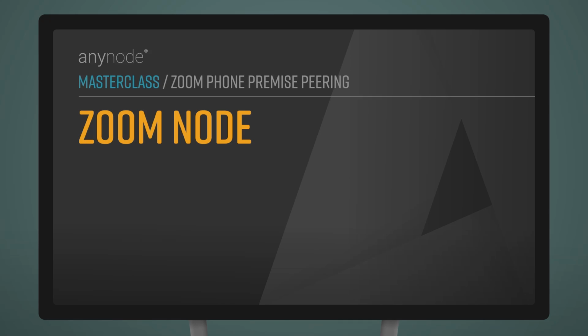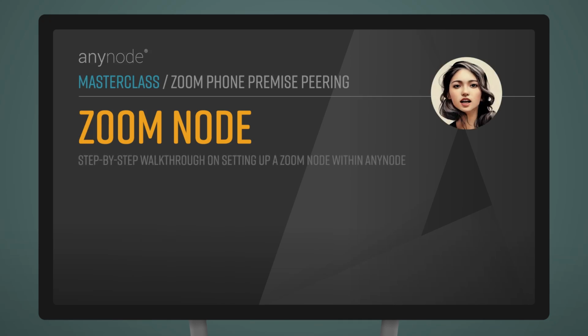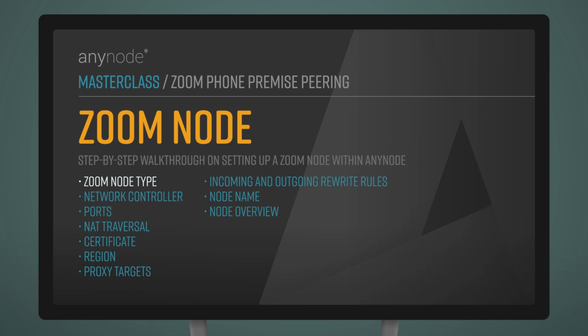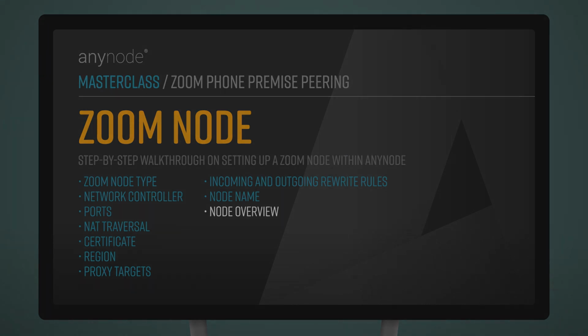Zoom node. This chapter is a step-by-step walkthrough on setting up a Zoom node with anynode. We will start with the initial setup process that involves the anynode scenario wizard with its guided setup that includes Zoom node type, network controller, ports, NAT Traversal, certificate, region, proxy targets, incoming and outgoing rewrite rules, node name, and node overview.